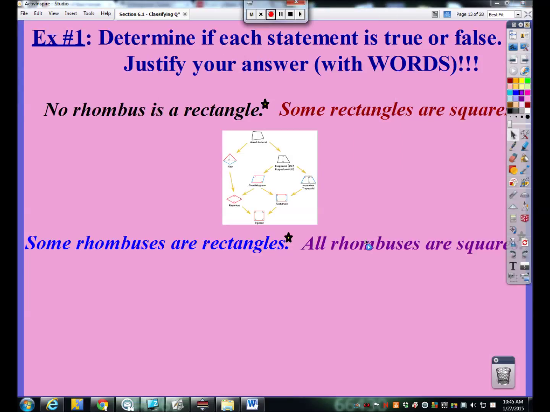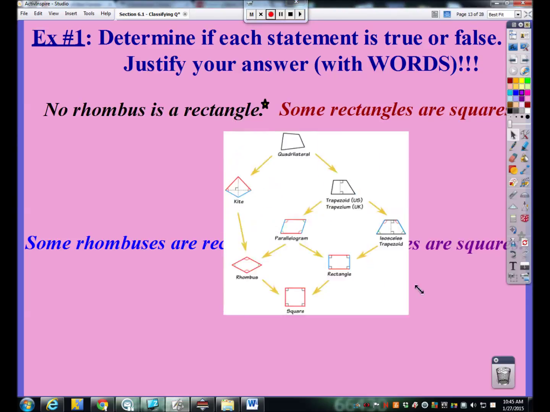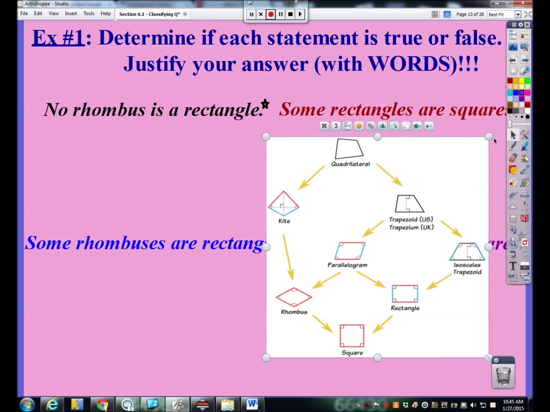Now, we're going to look at some statements here, and we're going to try to figure out if these statements are true or false, and then we're going to try to explain why these statements are true and false. So I'm going to refer back to the family tree here to kind of help us out along the way.